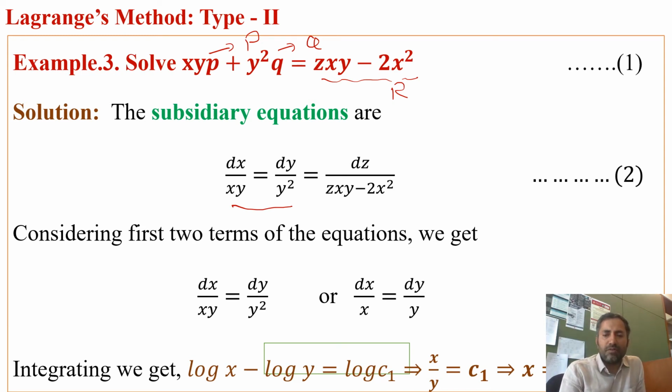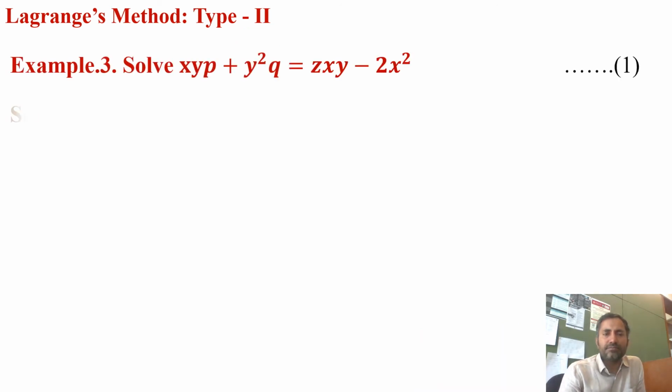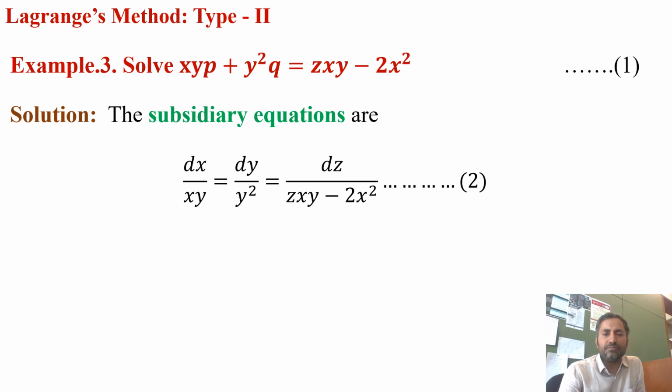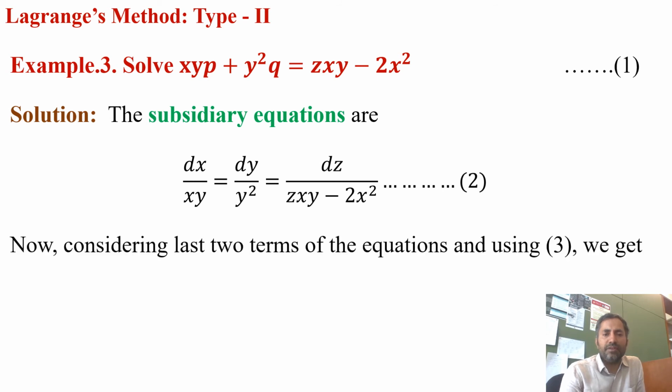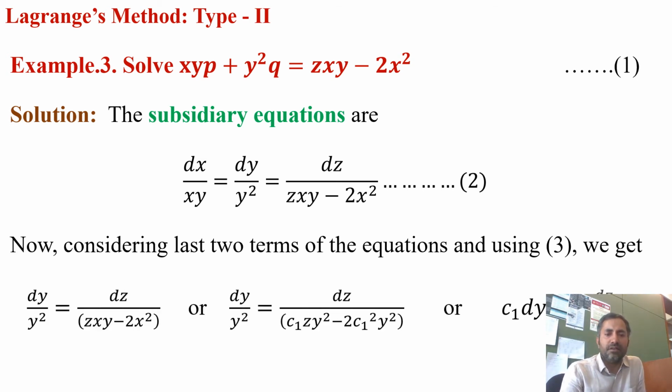In this case, what we have obtained here, x is equal to c1y. This is your x upon y that you can consider as a first factor. Now we can consider here the last two fractions. So by considering the last two terms, what we get here, and also we put here x is equal to c1y.